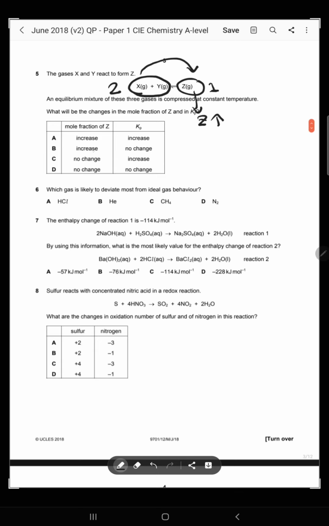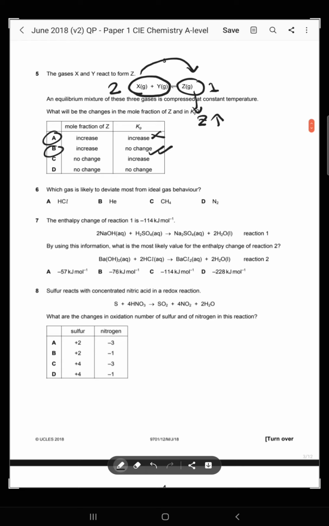So the answer is going to be increase, so either A or B. But here the Kp is set to increase. That is not correct. B is the only one that is possible since it shows no change, so the answer is B. Which gas is likely to deviate most from ideal gas behavior?